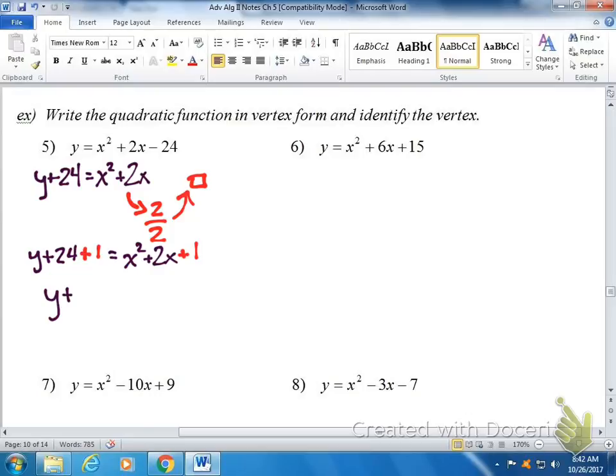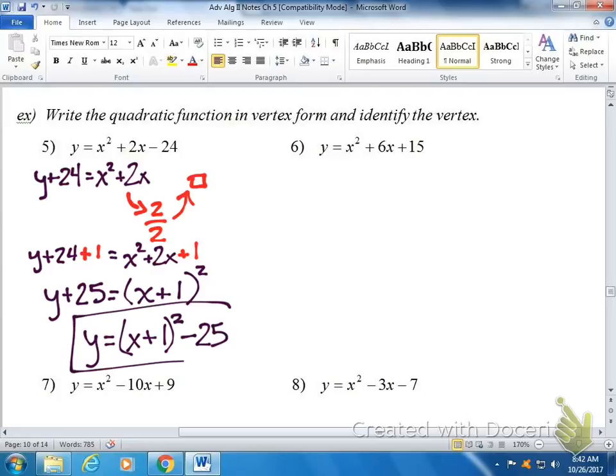So now on the left side, I have y plus 25. And then on the right side, I have this perfect square now, x plus 1 squared. So to put it in vertex form, I'm going to have y equals x plus 1 squared minus 25. There it is in vertex form. Let's see if we can actually find the value of the vertex. The vertex is going to be the opposite of what's inside with the x position, but we're going to keep the sign of the constant. So the vertex in this first example is going to be negative 1, negative 25.